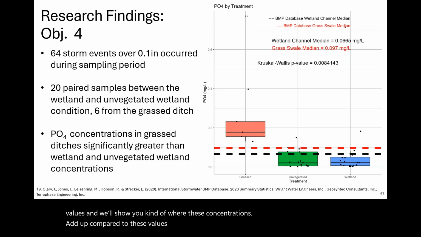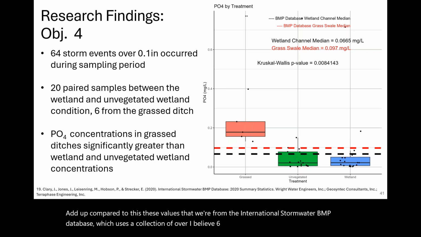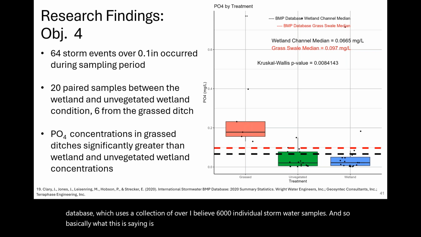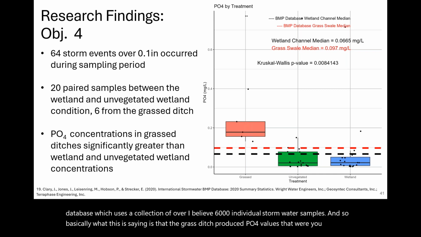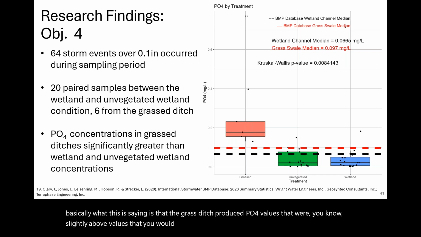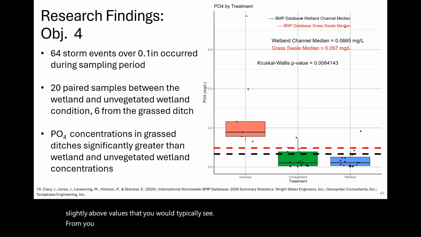these values from the International Stormwater BMP database, which uses a collection of over, I believe, 6,000 individual stormwater samples. Basically, what this is saying is that the grass ditch produced PO4 values that were slightly above values that you would typically see from stormwater in this condition. It's a little unexpected that this would have a little more PO4 than the other conditions, but something interesting to glean from this.